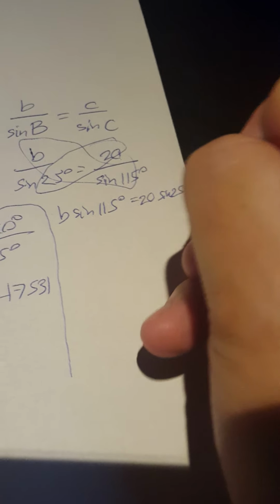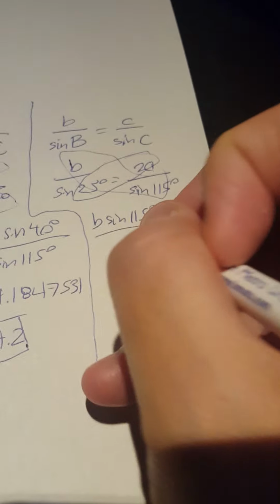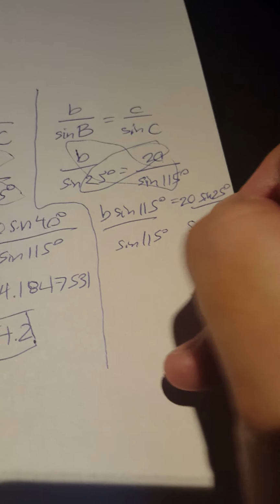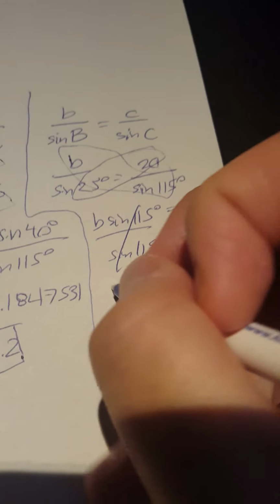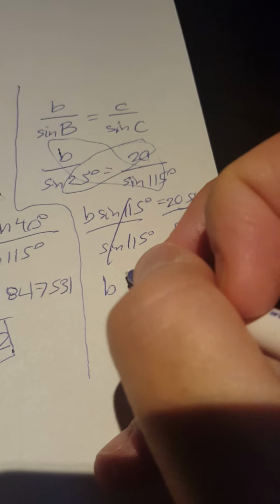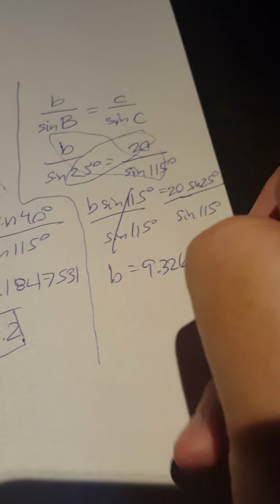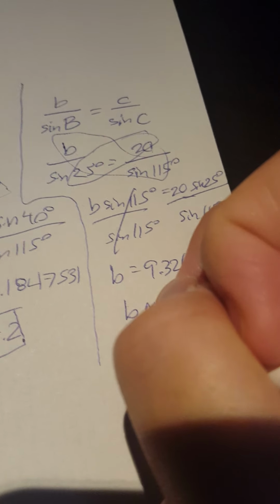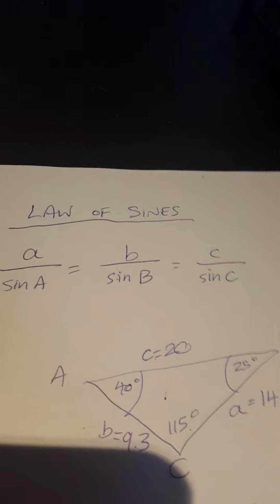equals 20 sine of 25 degrees. And then I just want little b, so let's divide away that sine of 115 because I don't need that. That's just a number. And if I do that, that cancels there. We're going to wind up with b is going to be equal to 9.326153, blah, blah, blah. So I can just say that B is going to be approximately 9.3. Or 9.3, it's not degrees. Okay, 9.3.